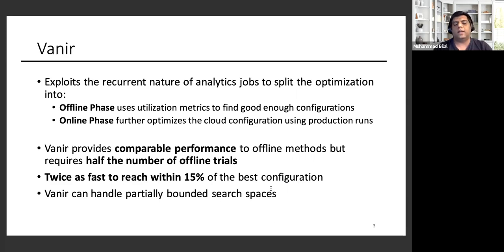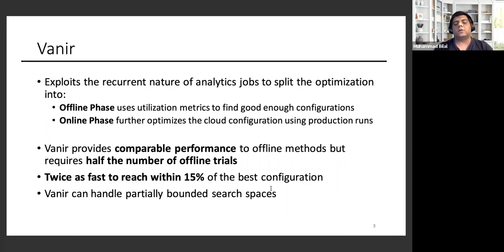And then the online phase further optimizes cloud configuration using production runs. And we take care of the fact that it does not lead to frequent execution time violations, because it is very relevant that a production run of a job does not use a cloud configuration that leads to a significant degradation in terms of execution time, or worse, it fails completely. So One-Year handles this online. In the online phase, we are able to provide comparable performance to completely offline methods, while using half the number of offline trials.